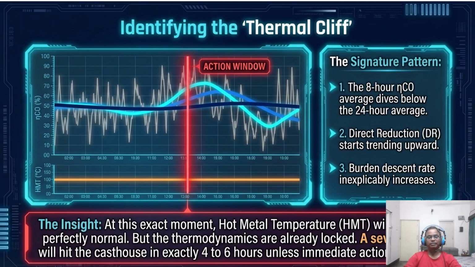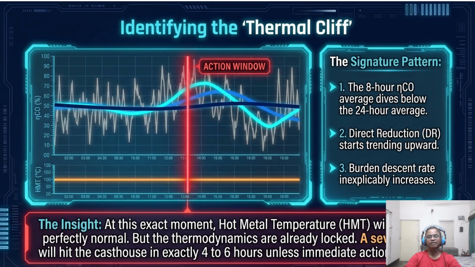Look at the top graph. The 8-hour eta has dived below the 24-hour average. The thermodynamics are already locked in. A severe chill will hit the cast house in 4 to 6 hours unless we take action right now. So, what exactly is that action?